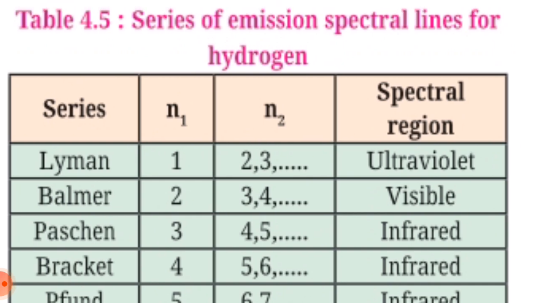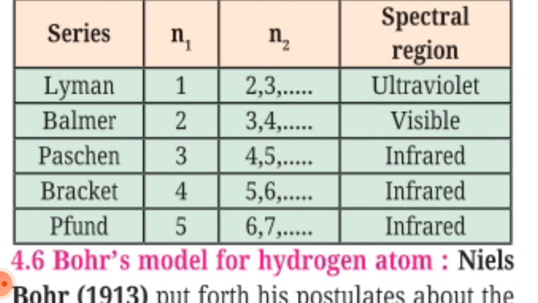Table 4.5: Series of emission spectral lines for hydrogen. Lyman series: n1 is 1, n2 is 2, 3, spectral region is ultraviolet. Balmer series: n1 is 2, n2 is 3, 4, spectral region is visible. Paschen series: n1 is 3, n2 is 4, 5, spectral region is infrared. Brackett series: n1 is 4, n2 is 5, 6, spectral region is infrared. Pfund series: n1 is 5, n2 is 6, 7, spectral region is infrared.